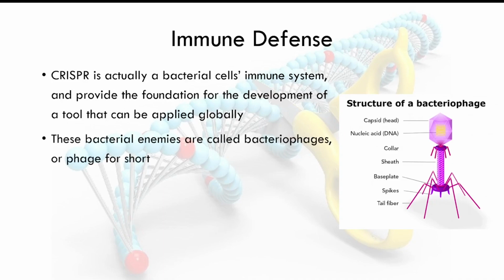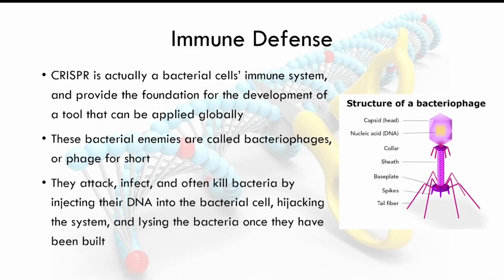Phage for short, if you want to shorten that. They attack, infect, and kill bacteria by injecting their DNA into the cell, hijacking the system, and then they break apart the bacteria once they've been built. So they escape by just breaking the bacteria. Of course, that lysis of the bacteria means that the bacteria is dead and cannot continue to function. So they do just kill the bacteria basically.